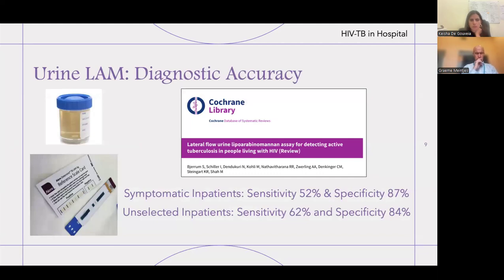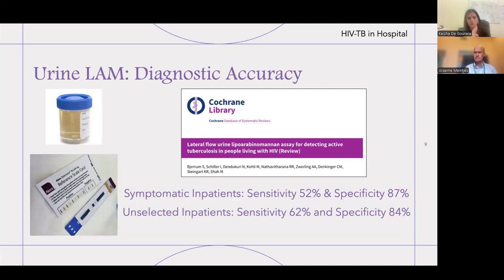Then coming to urine LAM. As I'd mentioned already, this is the only LAM tool, or urine-based tool, that's been WHO recommended for the point of care or at the bedside. While it's very handy to be able to perform this at the point of care, it's critically important that we perform this test properly, and variable levels of training have happened with the rollout of this test.